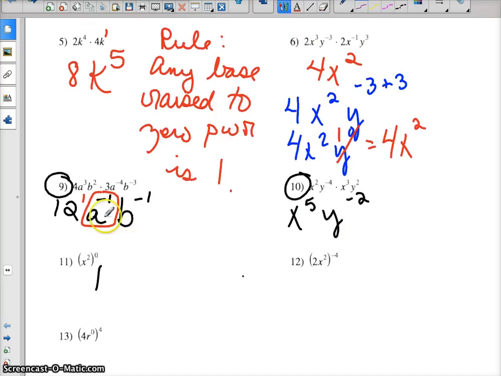So I'd like you to go back to number 9 and pause the screencast and rewrite number 9 so that you have only positive exponents. Remember, pause the screencast, rewrite it, then press play on the screencast again.